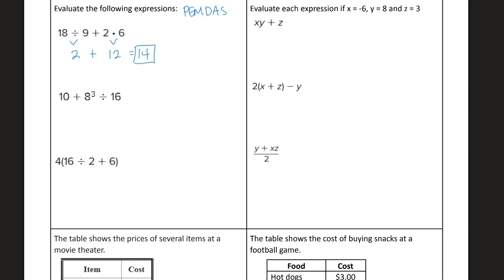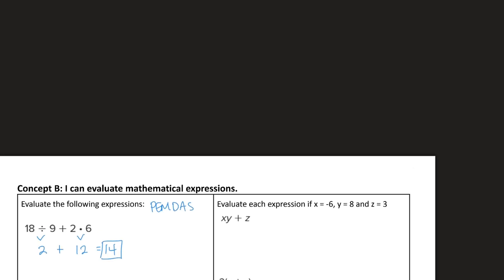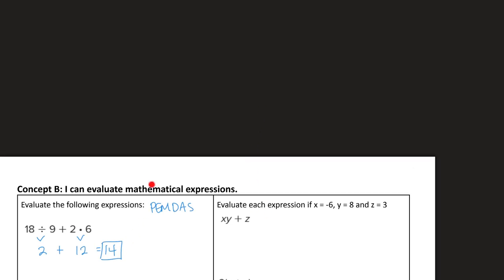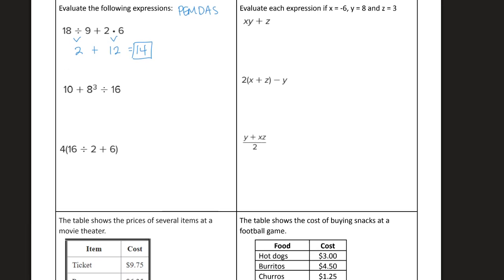All right, the next problem, same thing. We're going to start with parentheses. So we have 10 plus, we don't have any parentheses for this set of problems. So now we're going to move on to exponent. We do have an exponent. We have 8 to the third power, which is 512.